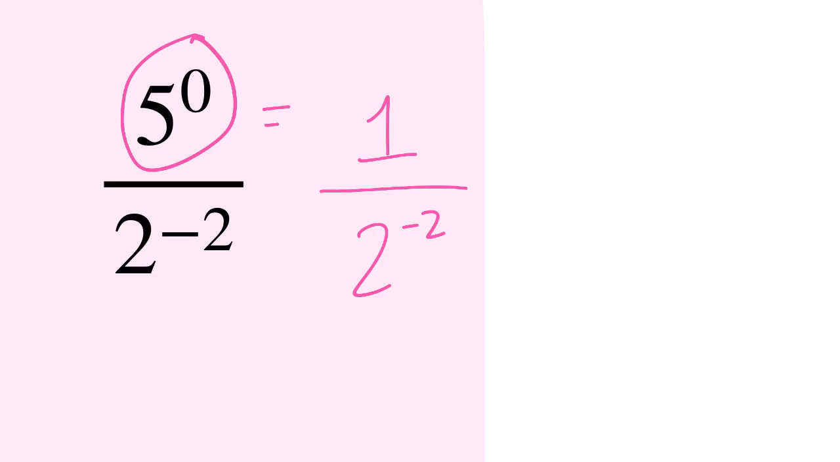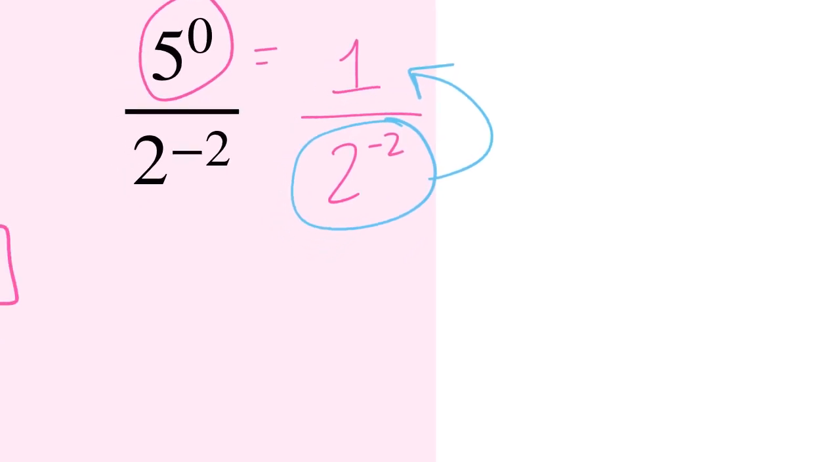All right, and then this last example, this actually uses the 0 rule as well. This part equals positive 1, and then we would have over 2 to the negative 2, and we have to move this to the top of the fraction. So this entire thing would just turn into 2 to the positive 2, which is 2 squared, which equals 4.